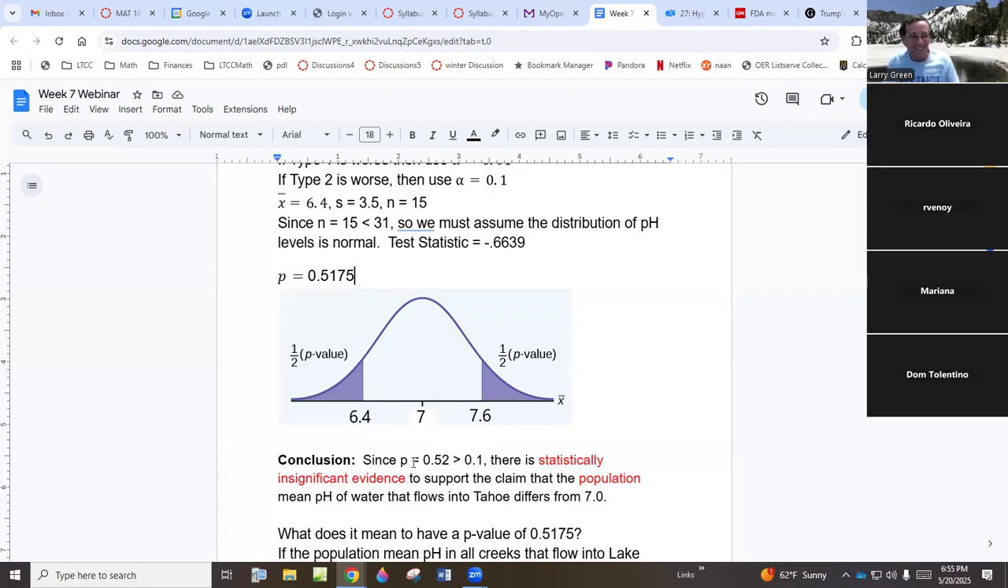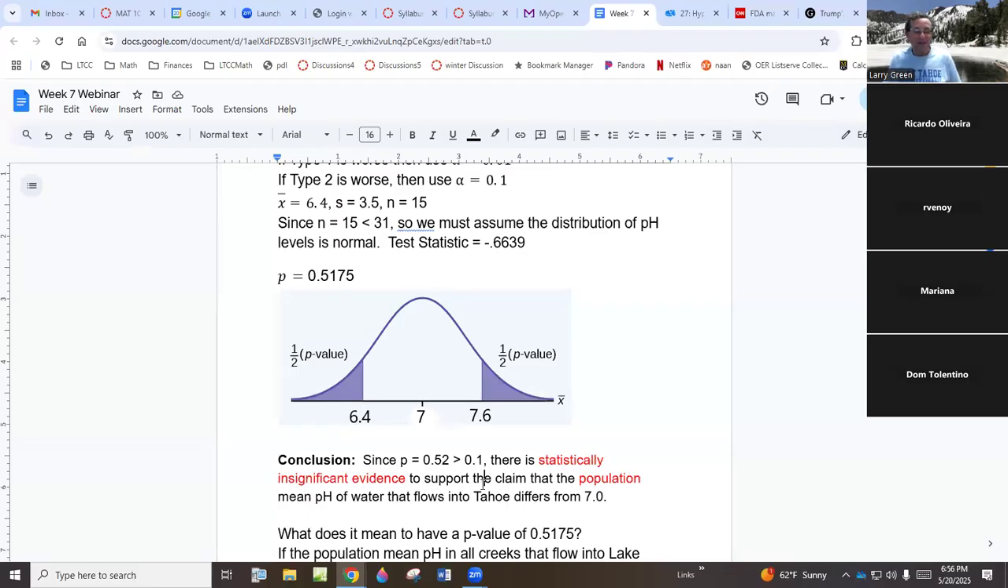Okay. So the P value is 0.52, which is greater than 0.1. So the conclusion is there's statistically insignificant evidence to support the claim that the population mean pH of water that flows into Tahoe differs from 7.0. Okay, that's a very fancy way of saying that we did the study and we don't know anything. We can't conclude anything.